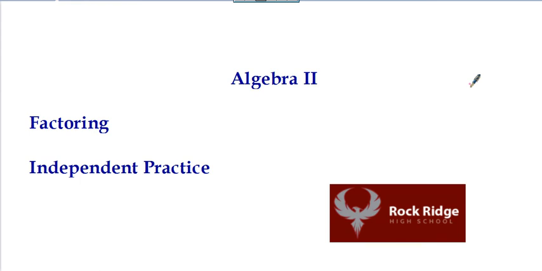Today we're going to do a lesson on factoring. We're going to first review a couple of the warm-up problems to remind you how to do factoring as we did in Algebra 1, and then we're going to expand on that concept and increase our knowledge of how to factor different types of trinomials.